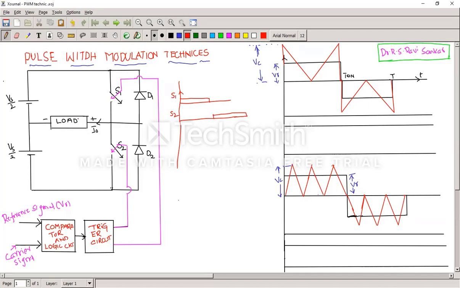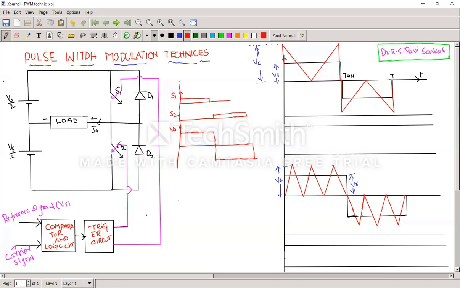If the S1 is on, the output voltage is positive, that is equal to Vs by 2, because this is connected to the load. The S2 is on, the output voltage is negative, that is minus Vs by 2. This is the output voltage. In this case, we are assuming that the switch is on 180 degrees. So the output voltage has some RMS voltage.